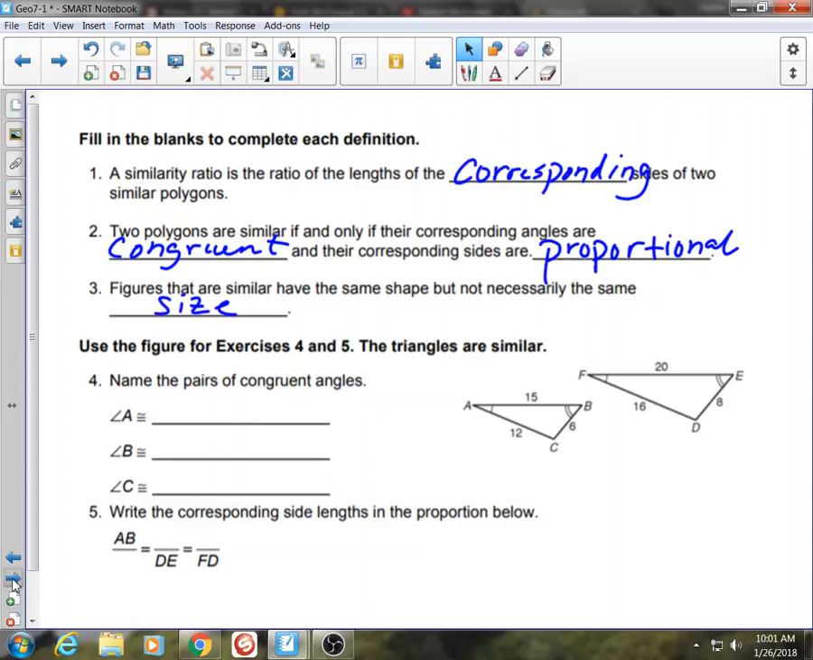Alright, I want you to look to the figure to the right there, and we are going to name the pairs of congruent angles. They tell us these triangles are similar. Can I have a volunteer write down the pairs of congruent angles? Go ahead and write it up there. Just go ahead and knock them all out.